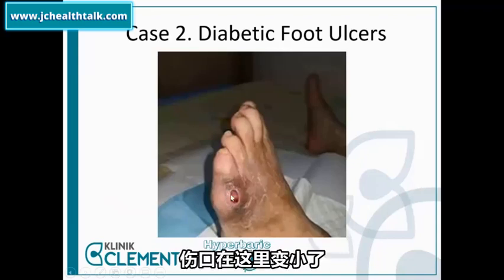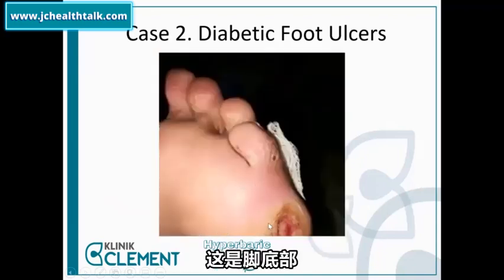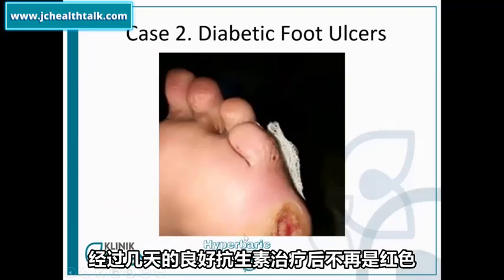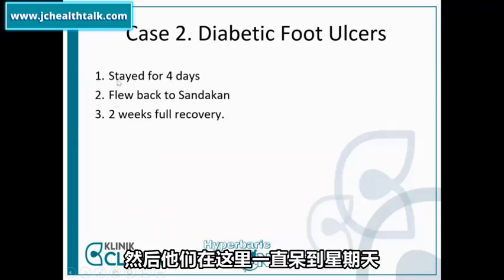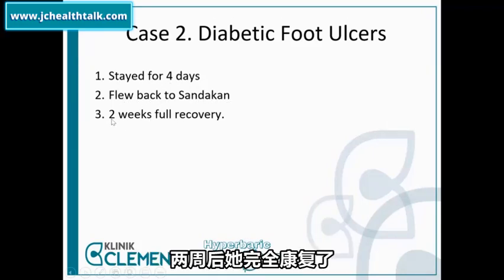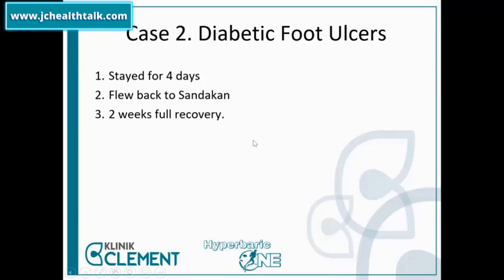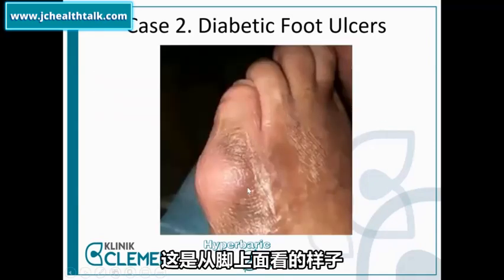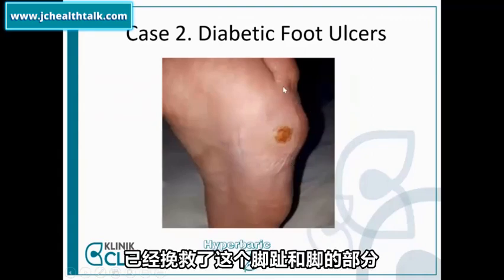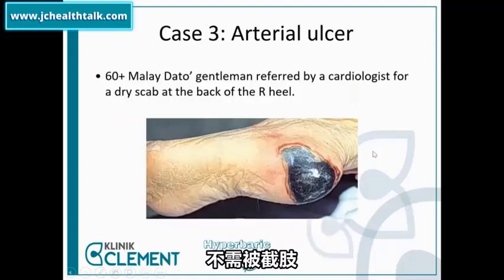As you can see, the wound is getting smaller here, and this is the bottom part, okay? And you can see the entire skin here is not red anymore after a few days of good antibiotic treatment. And then they stayed here until Sunday, and on the Sunday afternoon they flew back to Sandakan. So 2 weeks later they achieved full recovery, and this is how it looks from the top, and this is from the bottom. So good wound care treatment for her has managed to save this toe and this part of the foot from being amputated.